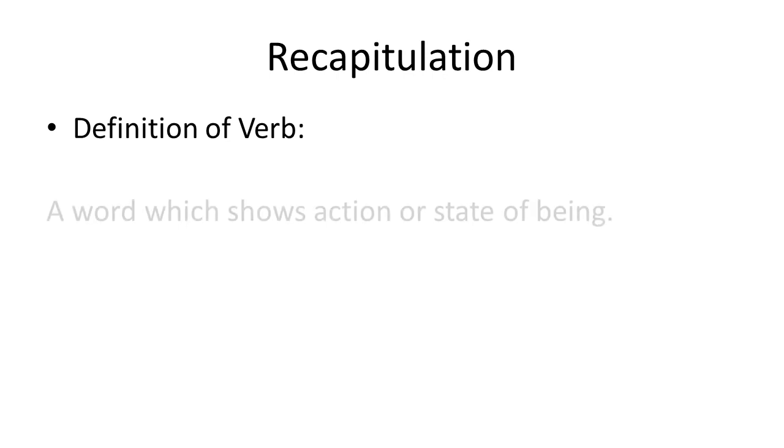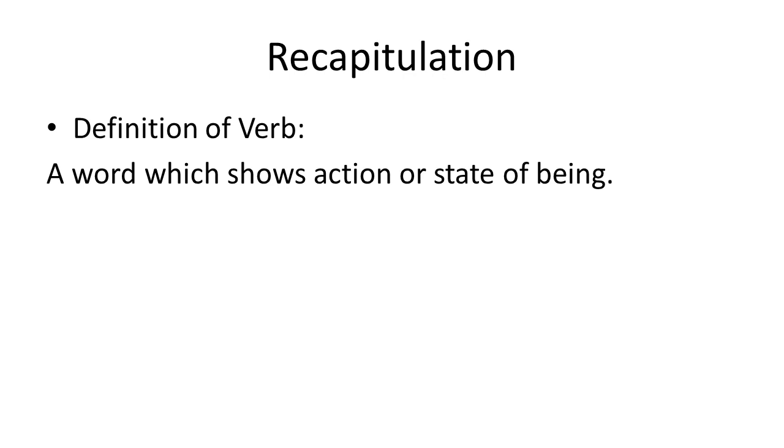So before we proceed with the exercises given in the textbook, let's take a quick recapitulation of what we have learned in the previous class. In the previous session, we discussed the definition of a verb. What is a verb, children? A verb is a word which shows action or state of being.